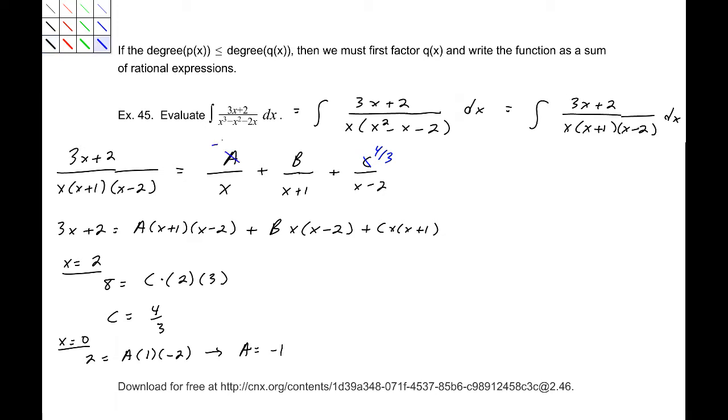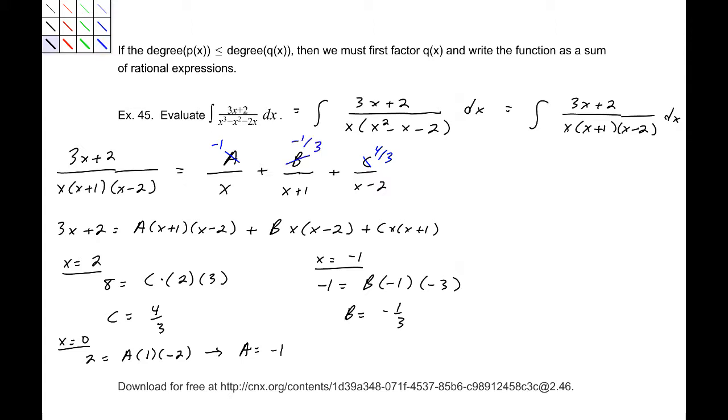Plugging that in there, there's negative 1. Last value I'm going to pick, let's use negative 1. X is negative 1. If I plug that in, that will be negative 1 equals 0, okay, b, and then x is negative 1, and x minus 2 is negative 3, which makes b equal to negative 1/3. Okay, b is equal to negative 1/3.